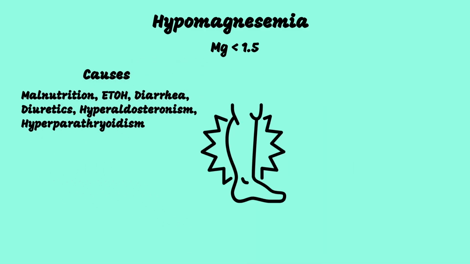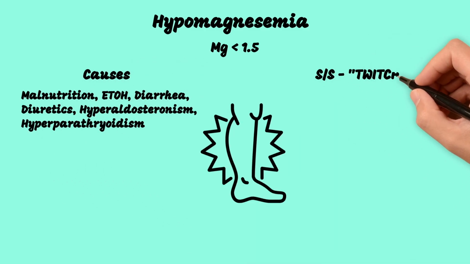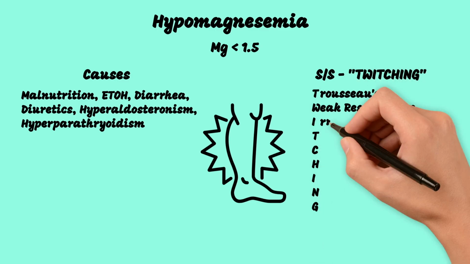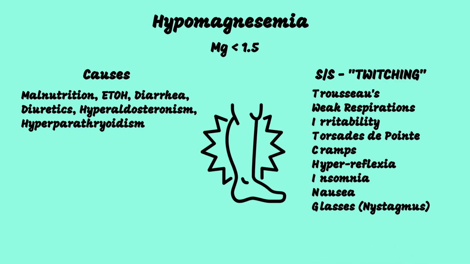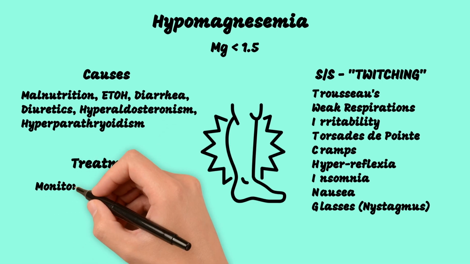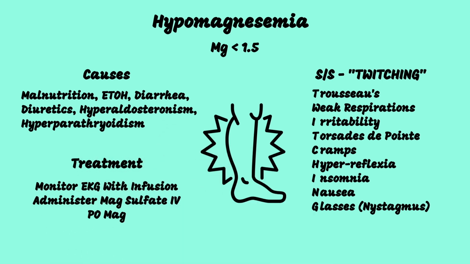Signs and symptoms to remember: think TWITCHING. T for Trousseau. W for weak respirations. I for irritability. T for torsades de pointes. C for cramps. H for hyperreflexia. I for insomnia. N for nausea. And G for glasses, meaning nystagmus. Treatment includes monitoring EKGs with any infusion given, and we administer magnesium sulfate IV, generally 2 grams, or PO magnesium.